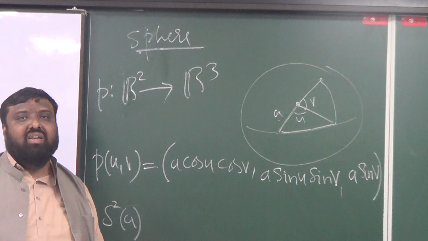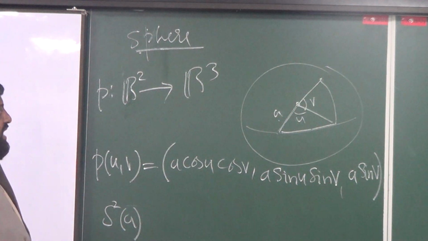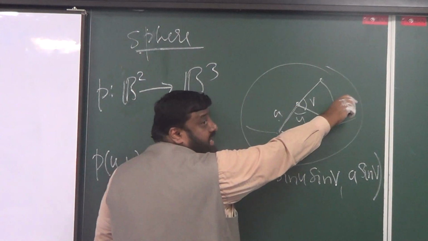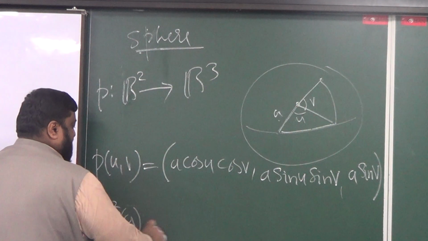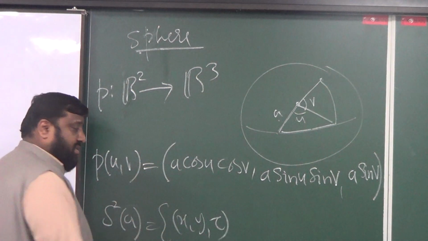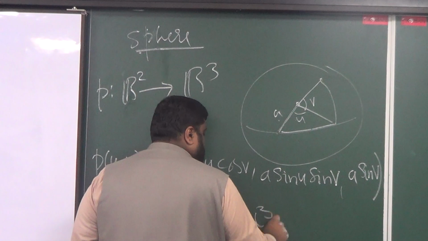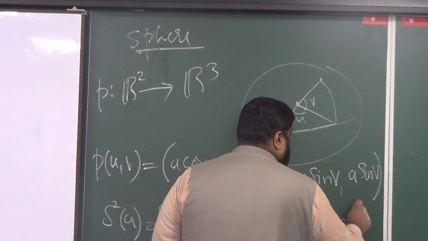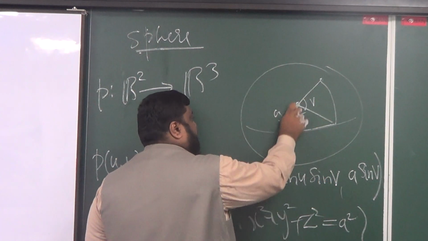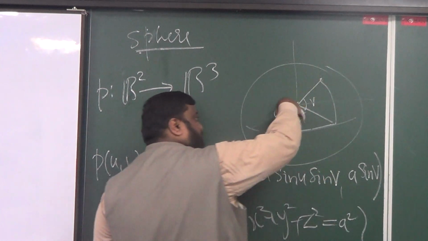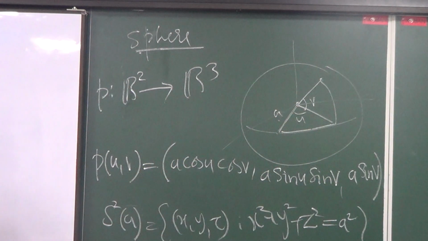So how is this going to look? Imagine that this ball is really in the middle of the x, y axis. So it's a collection of the points x, y, z such that x squared plus y squared plus z squared is a squared. Of course, I'm assuming that this sphere is sitting at the origin, really at the middle of these x, y axes.